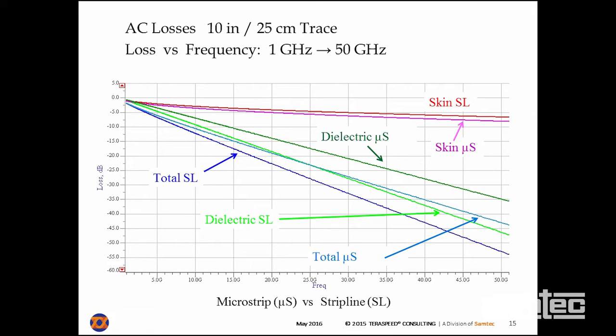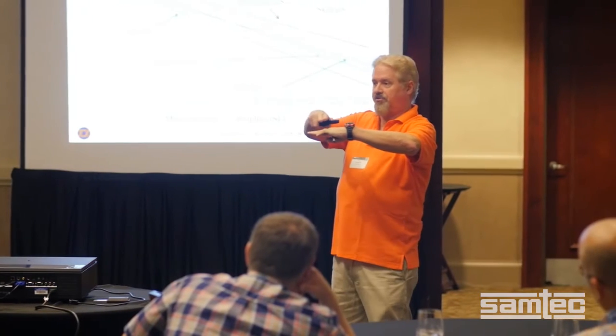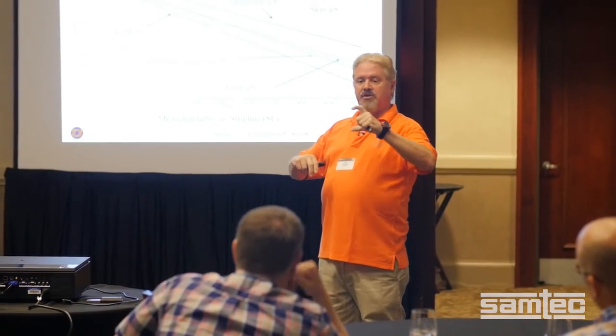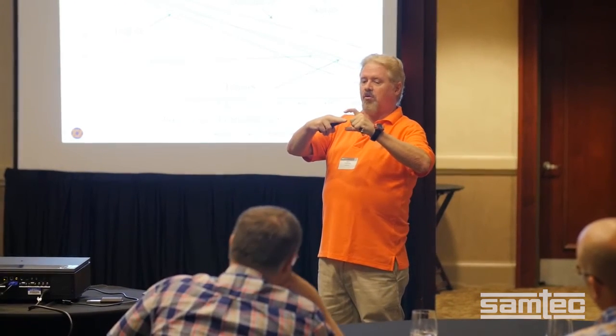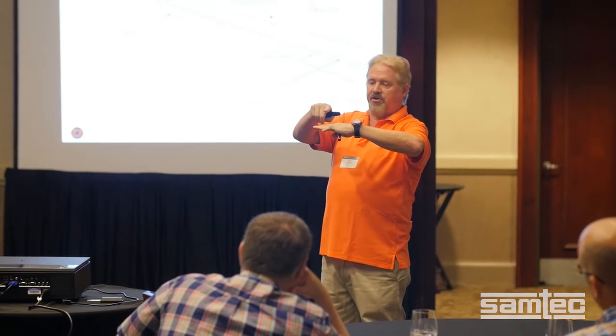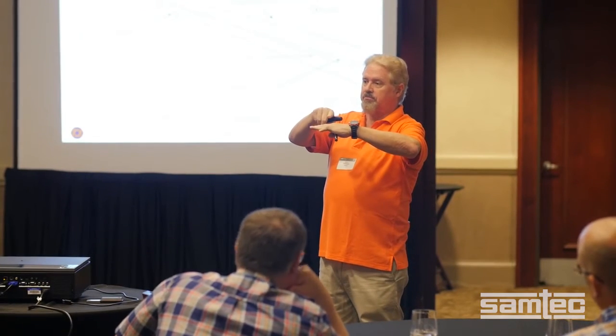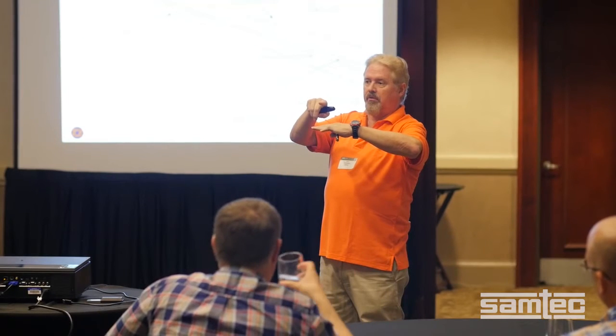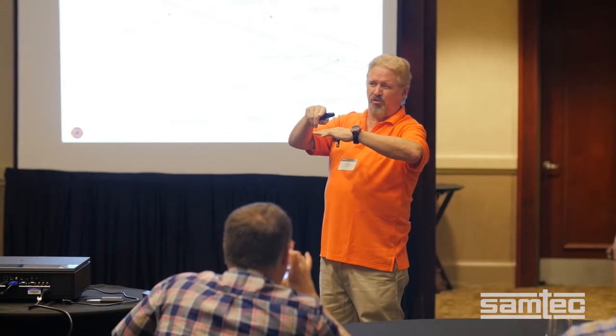Same traces, same material. Well, on the outside layers, what do you have? A plane and a trace. On the inside layers, you have two planes and a trace. So on your outside layer, what do you have? The trace. Underneath is the board material. What's above? Air. Really low loss, like one.